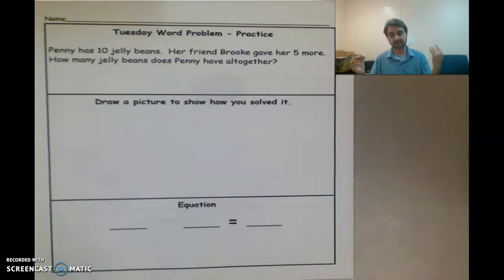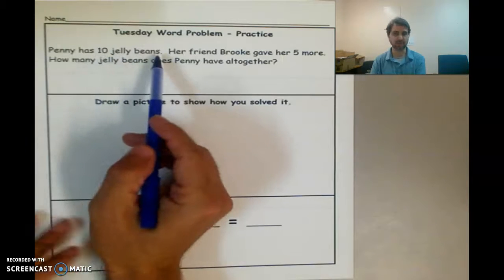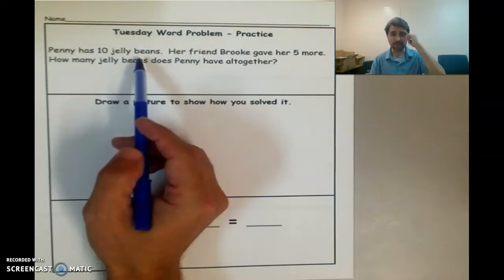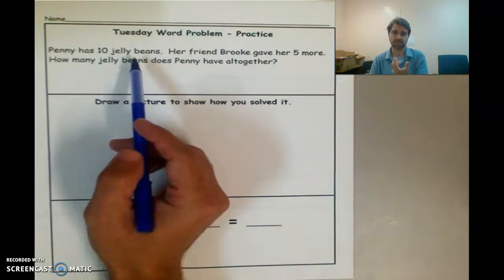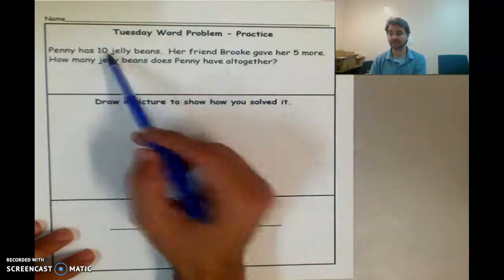Okay, so it's about Penny. It says she has 10 jelly beans. So already you're visualizing jelly beans in your head. You probably have had jelly beans or some kind of candy, right? They're pretty, they come in different colors, they're very sweet, they're really yummy. So she's got 10 of them.